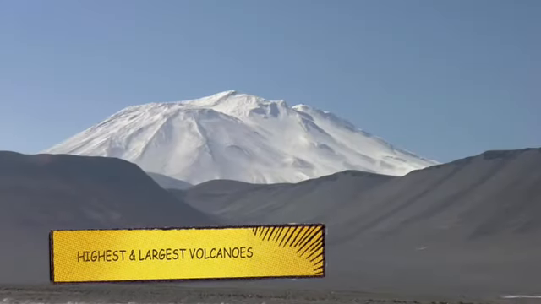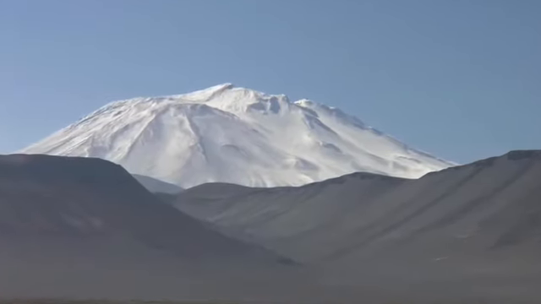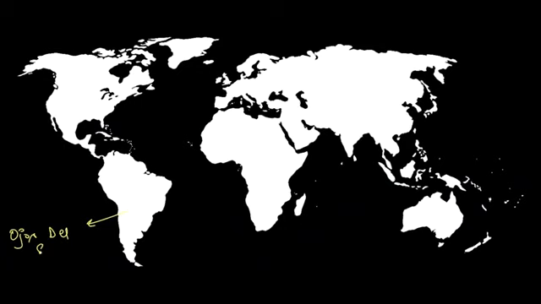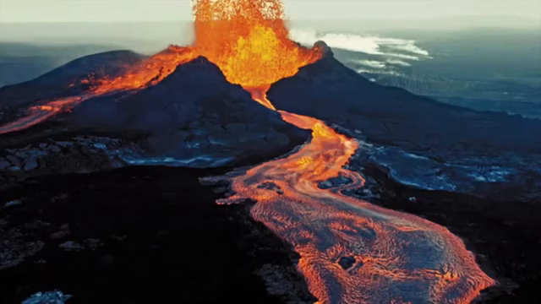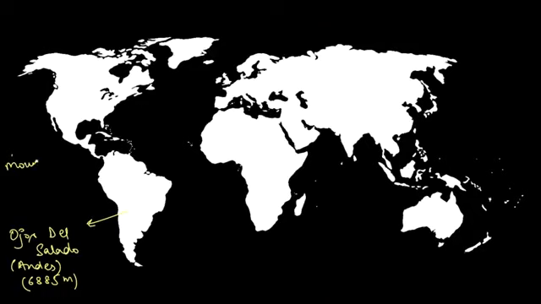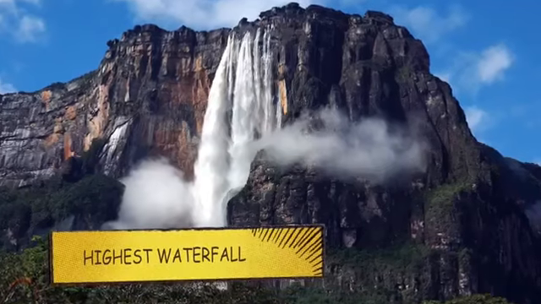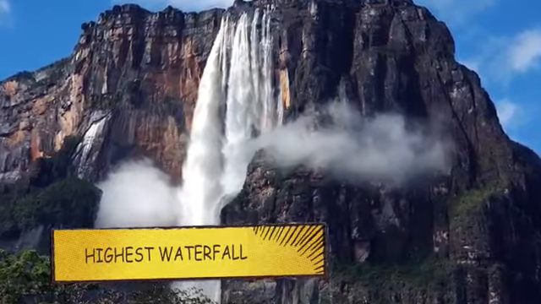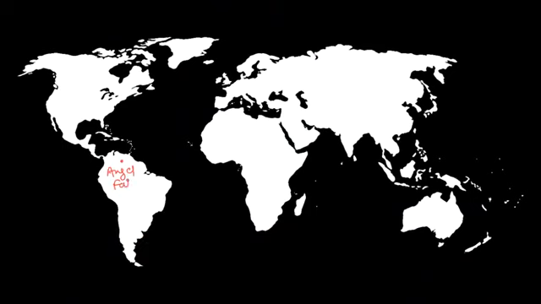Now, the highest volcano is Ojos del Salado. This is in the Andes and is shared by Argentina and Chile. It is at a height of 6,885 meters. The largest volcano, on the other hand, is Mauna Loa in Hawaii, USA. The highest falls are the Angel Falls in Venezuela.